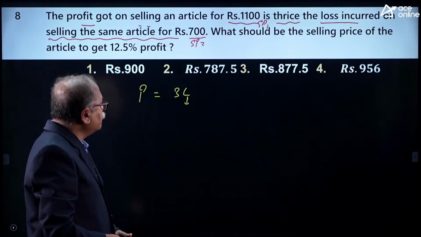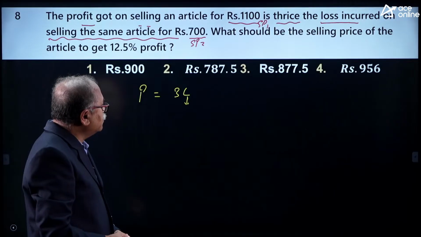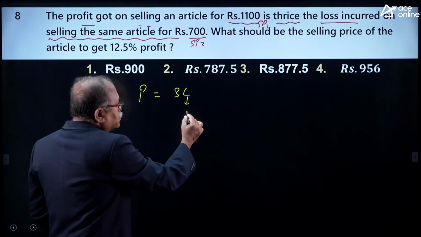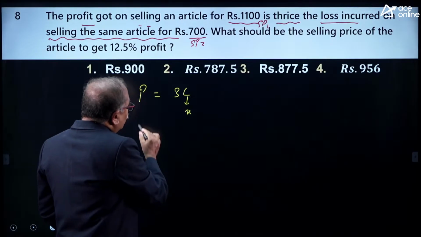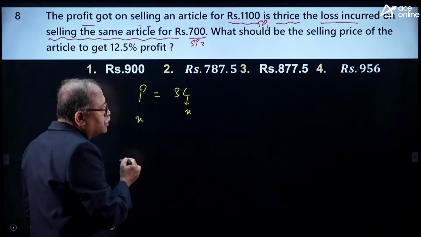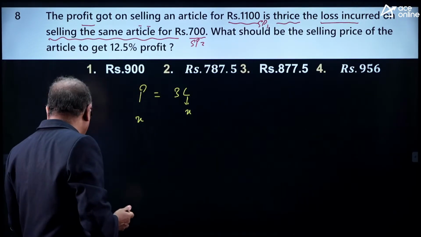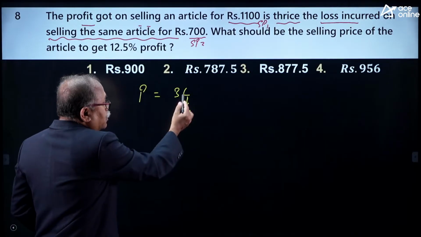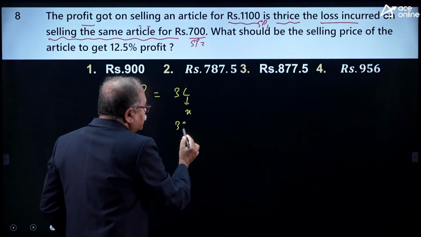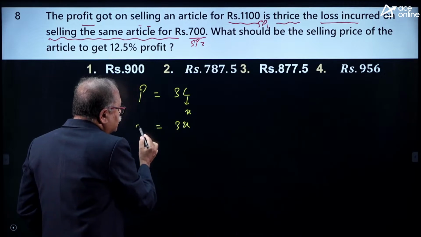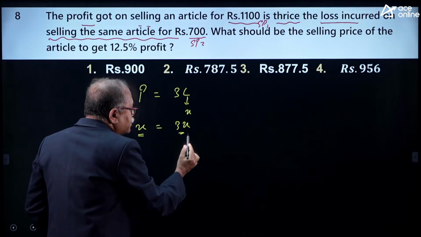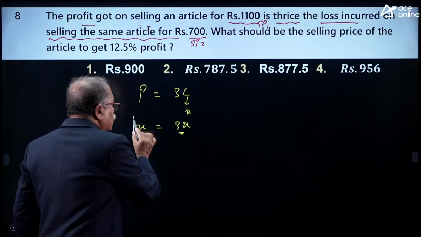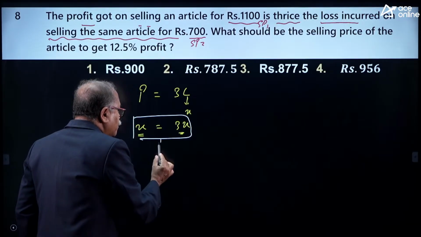Let us consider that if the loss is X, the profit is 3 times the loss, that means 3x, and here it is x. That means what is the total over here? How many parts? 4 parts.